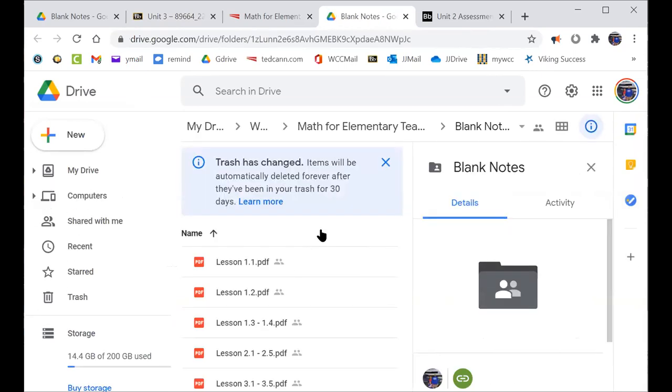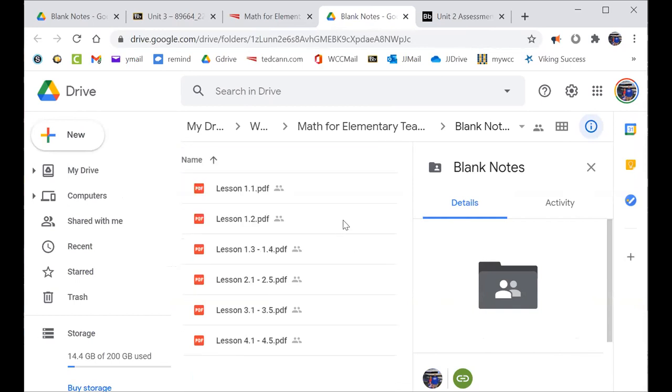Oh, apparently trash has changed. Cool. They really don't want to catch any flack for that, because I get that every single time I log in.